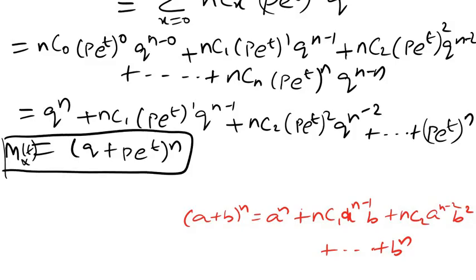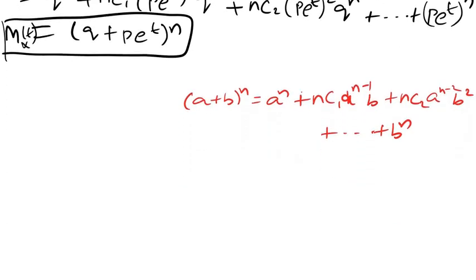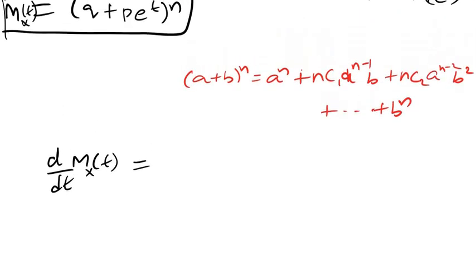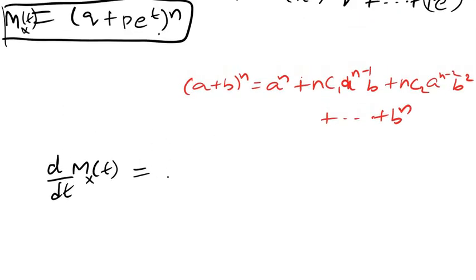From the moment generating function, we can find the mean and variance by differentiating it. Since the name itself is moment generating function, we can generate all the moments from the obtained result. Differentiating this moment generating function with respect to t, we get n times (q plus p e power t) whole power n minus 1 into p e power t.